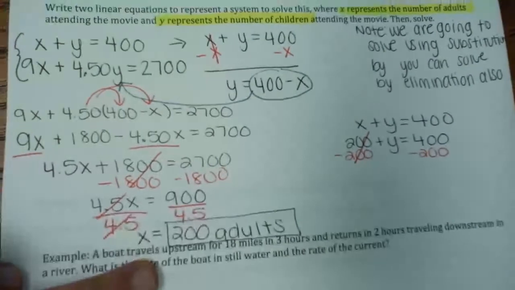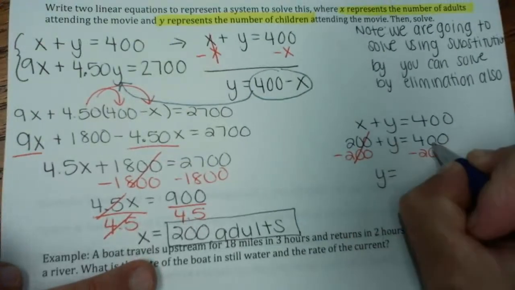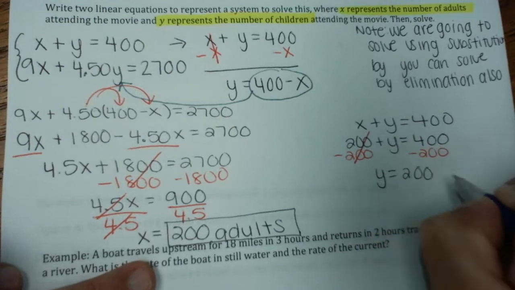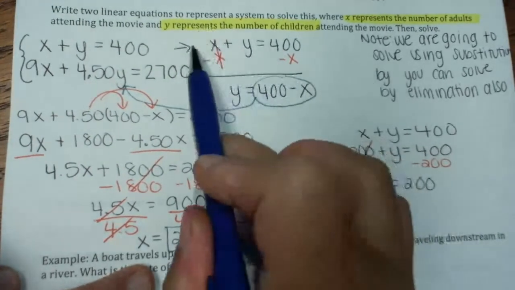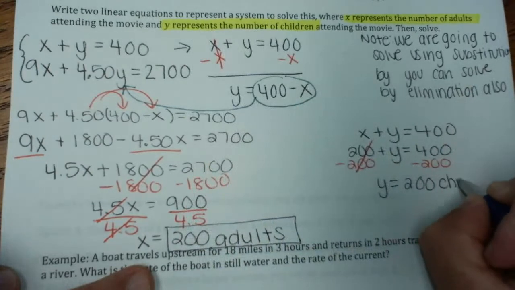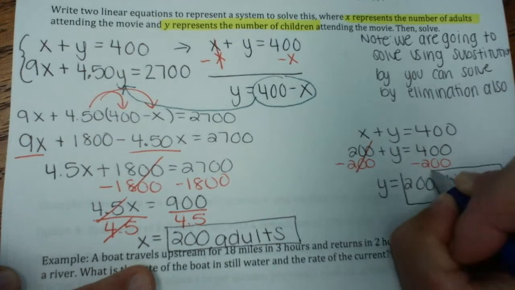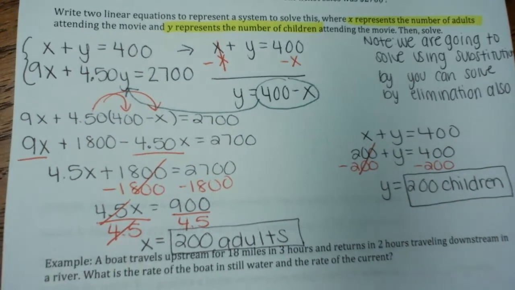That way 200 minus 200 goes to 0 and cancels out. We're left with y equals 400 minus 200, which is 200. So y is the number of children, so y equals 200, and that's 200 children. So we know 200 children attended and 200 adults attended the movie.